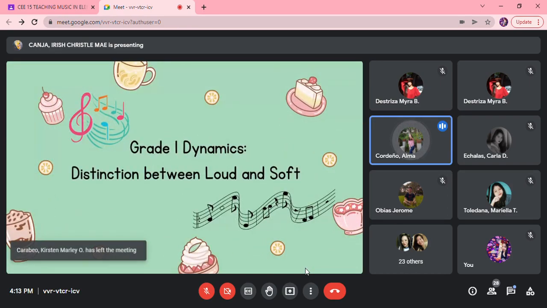So in grade 1 dynamics, this is the distinction between loud and soft. Loud and soft sounds have a few differences. One is that a loud sound has more energy than a soft sound. Another difference is that a soft sound has fewer decibels than a loud sound.